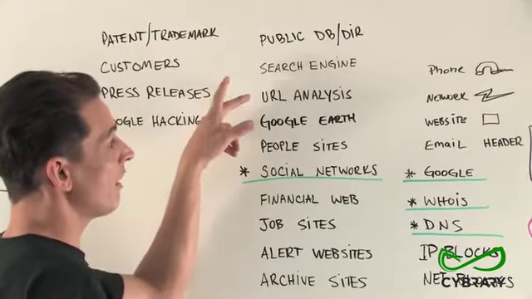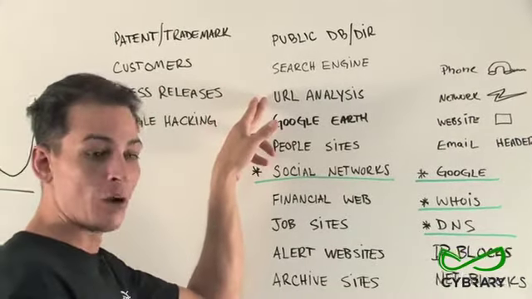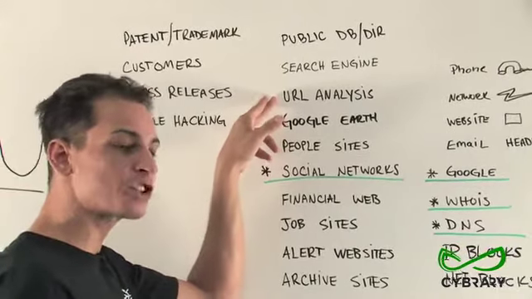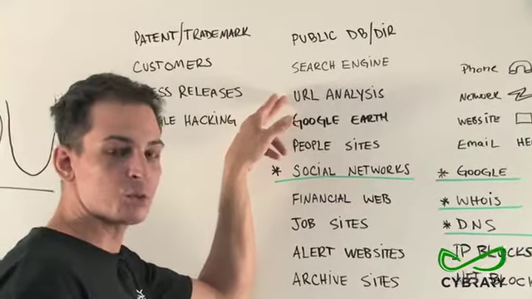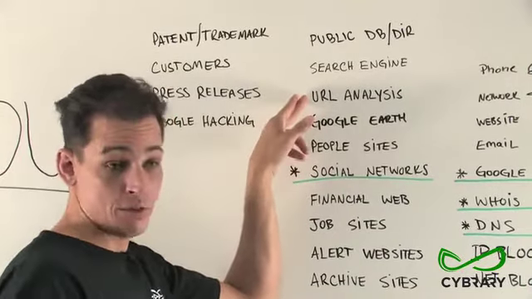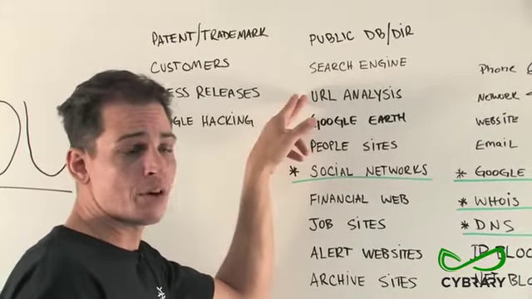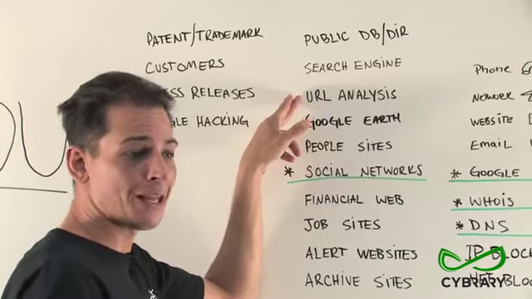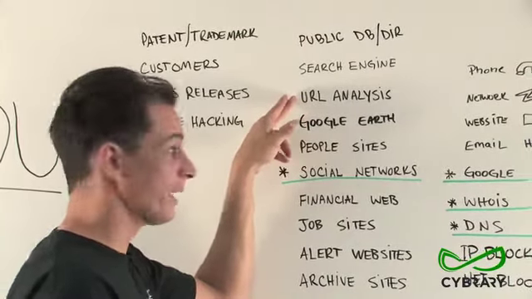Also, URL analysis. How are their URLs laid out? What are they disclosing in the URL versus what are they not disclosing in the URL? We can learn about how important they take security just by what they're allowing us, the end user, to see.